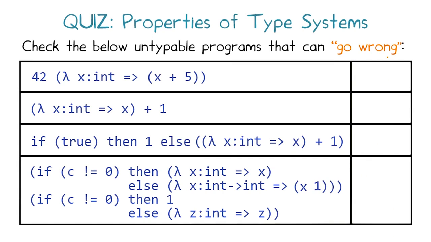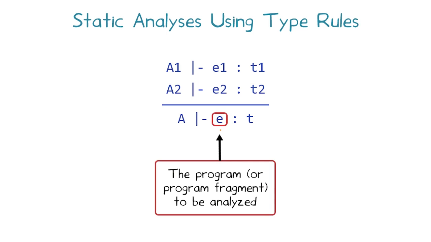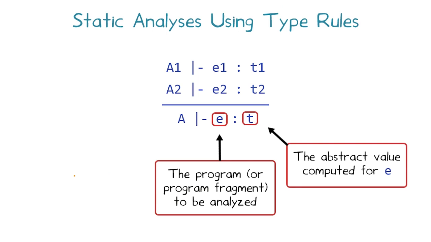Earlier in this lesson, we promised that type notation would be useful in contexts aside from type systems. Indeed, they are useful for describing a wide range of static analyses. Instead of speaking in the language of types, we can interpret each part of a rule of inference in a different way. We will use E to represent the program or program fragment to be analyzed. T will represent an abstract value, which need not necessarily be a type that is computed for the program E.